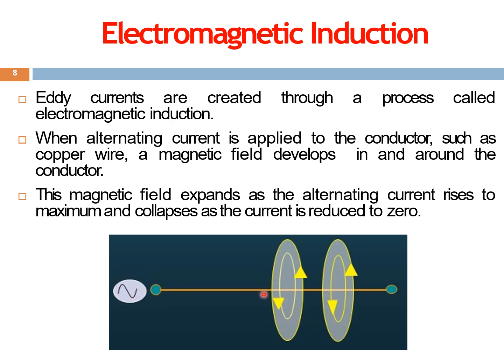So when you are passing alternating current through the conductor, for example, a copper wire, a magnetic field is developed. This is as shown in the figure. Magnetic fields are developed in and around the conductor at various locations. This magnetic field will expand, right? That is, the strength of the magnetic field will increase as the alternating current increases and reaches a maximum value, and when the alternating current is brought to zero, then the magnetic field will collapse, right? So the magnetic field will increase with an increase in alternating current and will collapse as soon as the current value reaches 0.